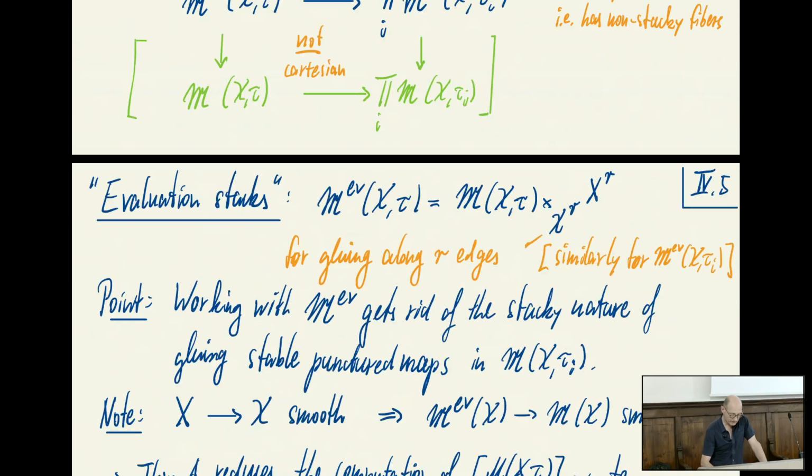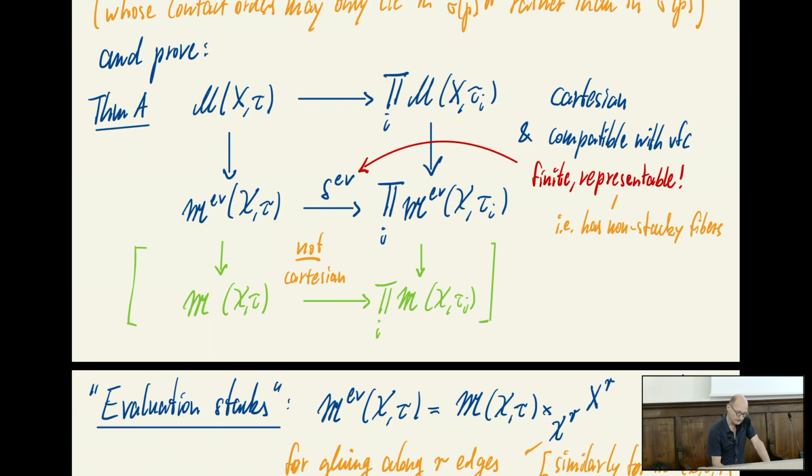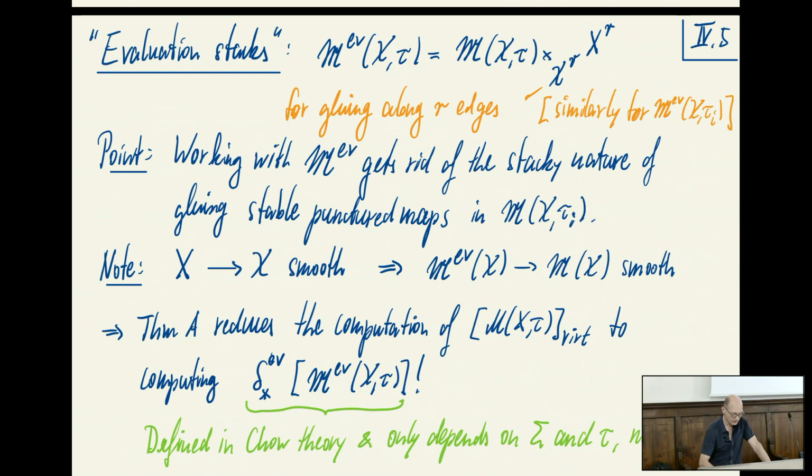So what does this mean? If you are interested in computing the virtual fundamental class here, you can do this by pushing forward and computing here. But it's compatible with the virtual fundamental class, so all we need to know is the image of the fundamental class in this space. That has a fundamental class, finite and pure dimensional if you do the tau correctly, and you can push it forward, it gives some class here, and then you virtually pull back, and that gives the same computation as here. So this is how gluing works.